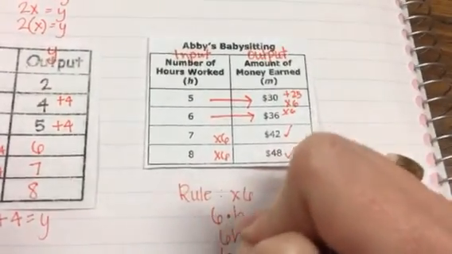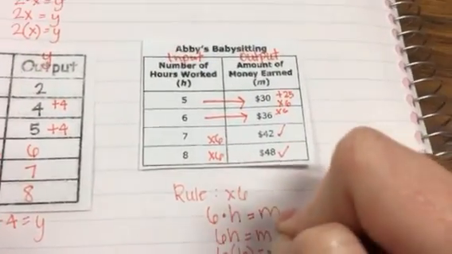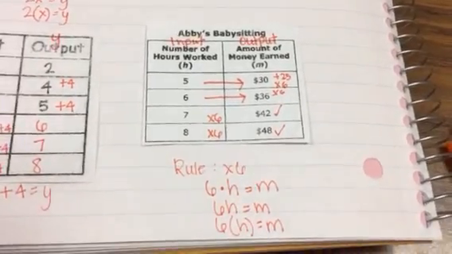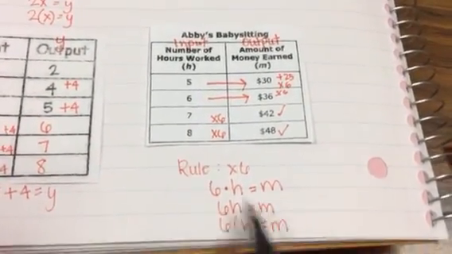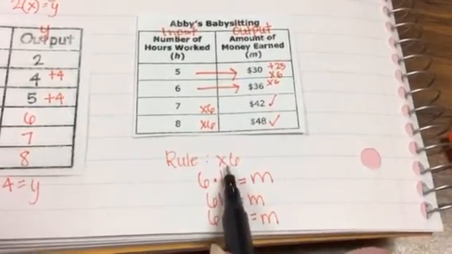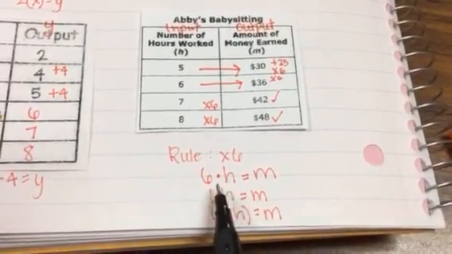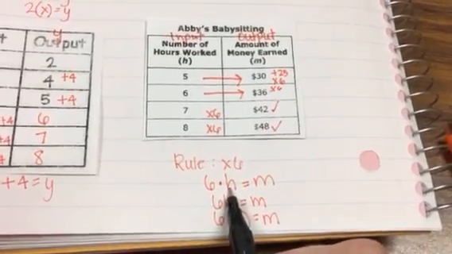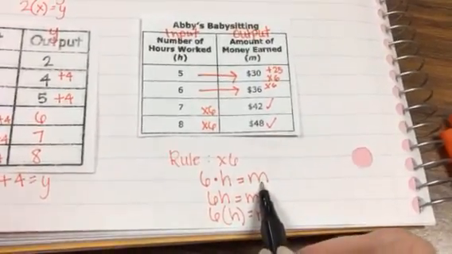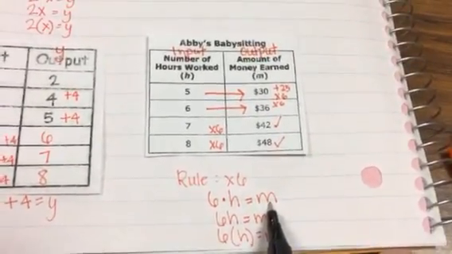And then of course we know there's lots of different ways that we can represent our information. So this is the completed function table. We have found the rule, it's times 6, and we wrote our rule as 6 times the H, representing the hours, equals the amount of money that Abby's going to earn.